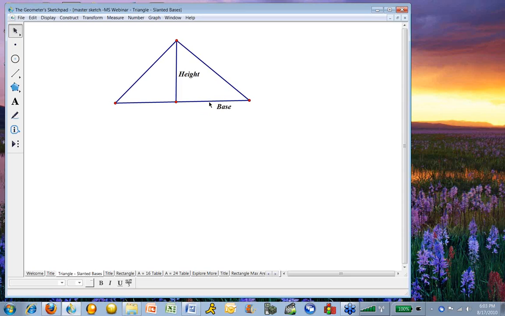And what happened is when you got a situation where the height and the base were not in those positions, or we started calling the height the altitude or the slant height, the students completely forgot how to find the area of a triangle. So what I want to show you is how you can use Sketchpad to create a triangle that can be any triangle and really clarify the concept for students.